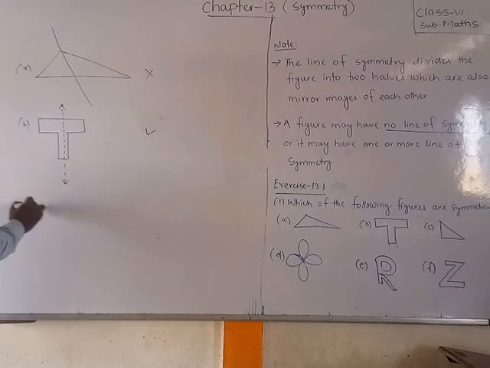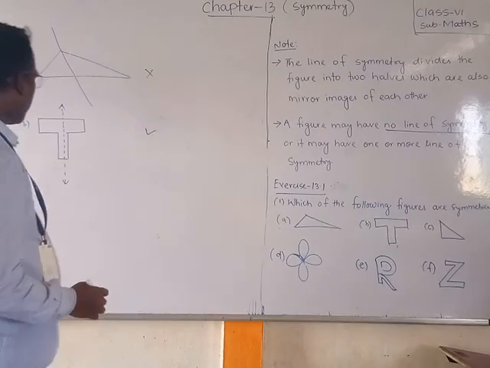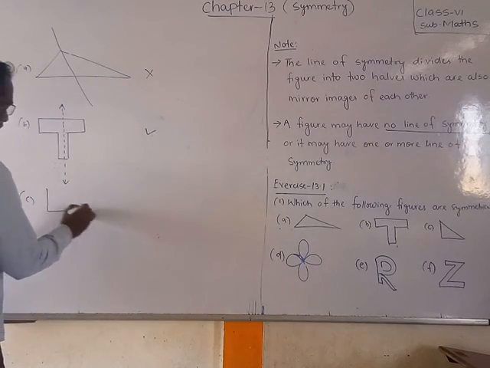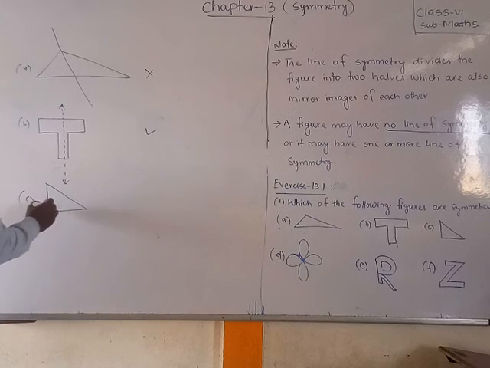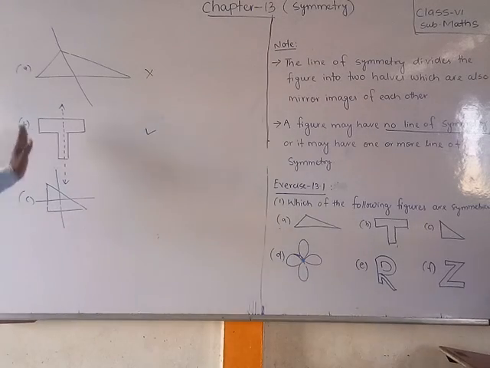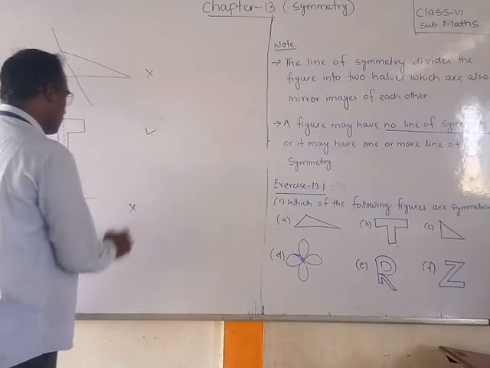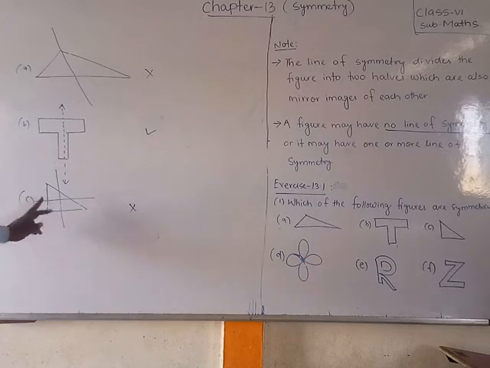C, what is that? C is one triangle, a right angle triangle given to you. Like this it is given. Suppose you draw a perpendicular line, this is not possible. If you do it like this, also not. So whether you draw a perpendicular line or a horizontal line, not possible. So this is not a figure with a line of symmetry.